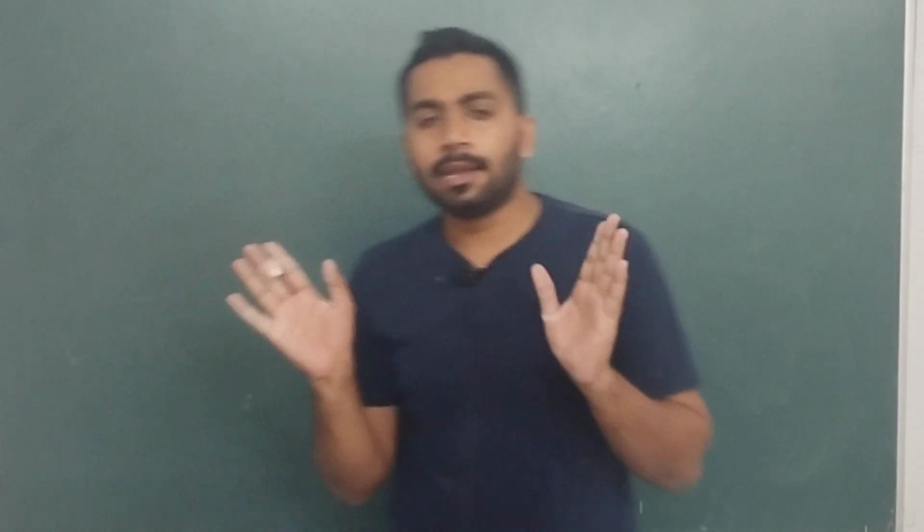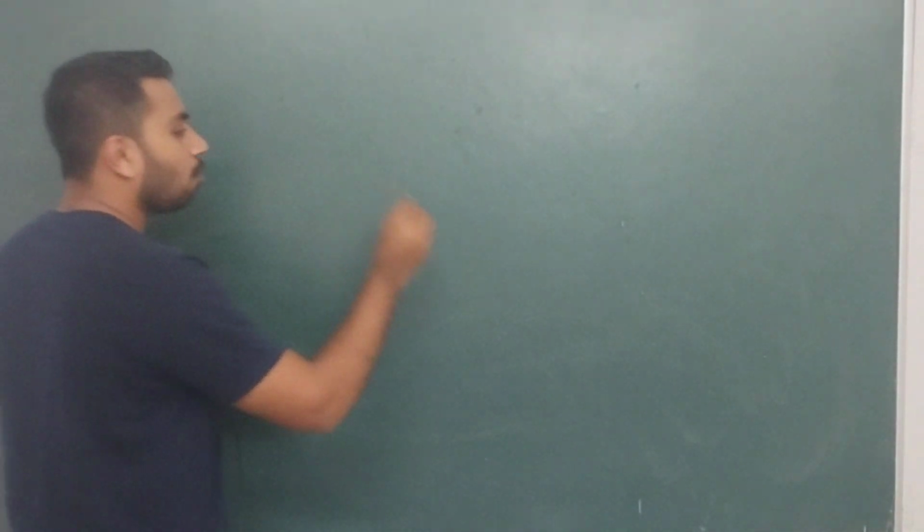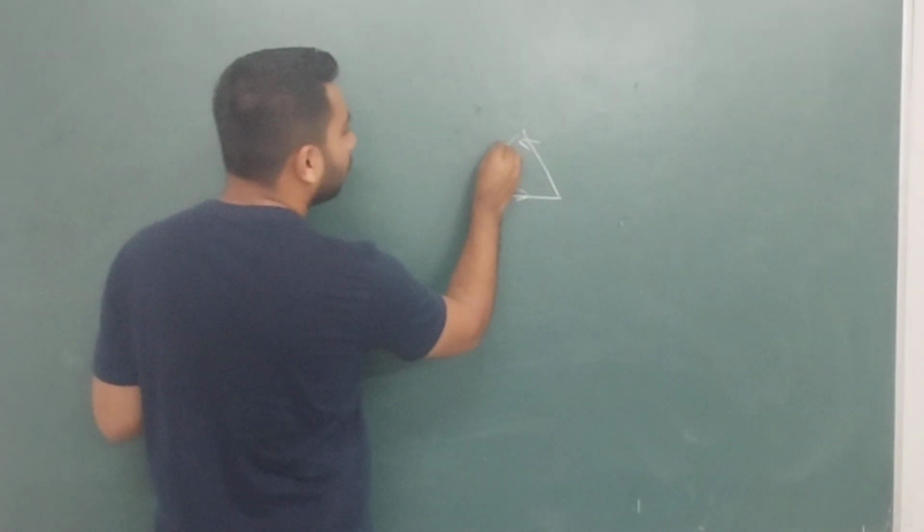So we discussed many kinds of triangles and how to add vectors, but one small thing I said: when you have this kind of vector, the resultant will come here, right?